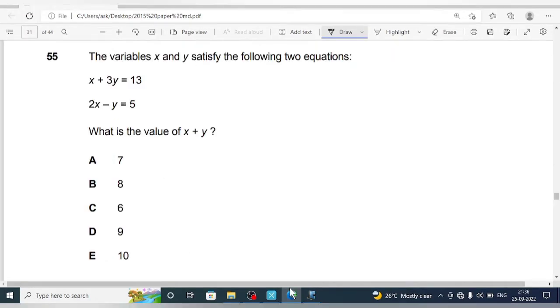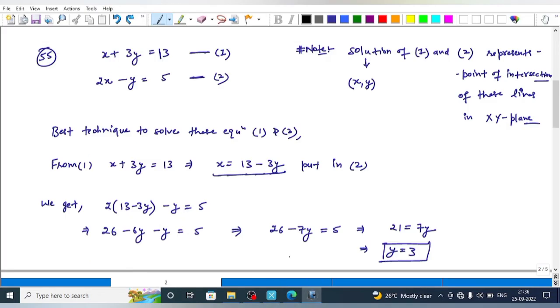Question number 55 of IMAT. In this question, the variables x and y satisfy the following two equations, that is x plus 3y is equal to 13 and 2x minus y is equal to 5. In this question, what is the value of x plus y among these 5 options? Now come to the explanation. As we know, in the given question x plus 3y is equal to 13, call this equation first and this equation second.